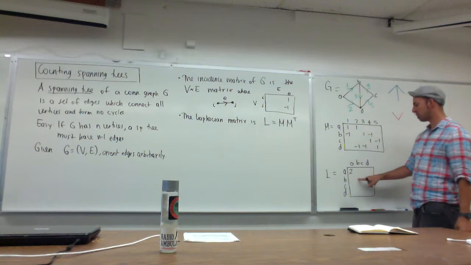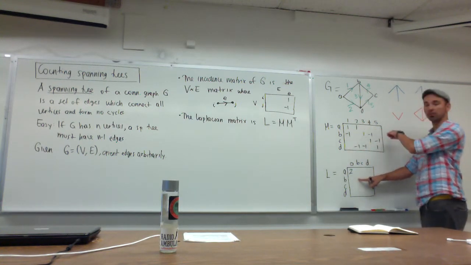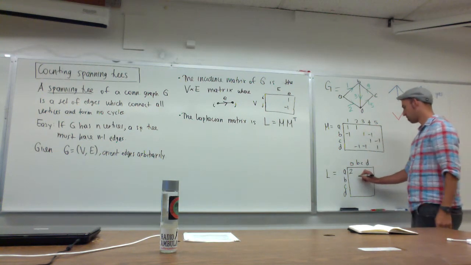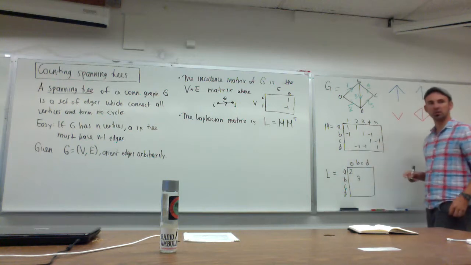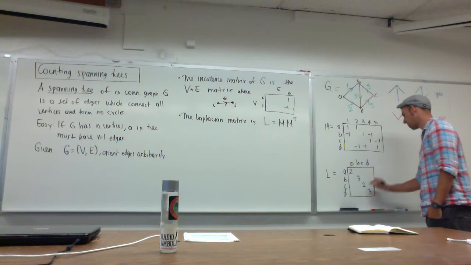So let's do the BB entry. This is the dot product of this row with itself. So it's going to be 1 plus 1 plus 1, which is 3. And I have 3 because I have 3 1s here. And similarly, I have 2 1s here and 3 1s here.